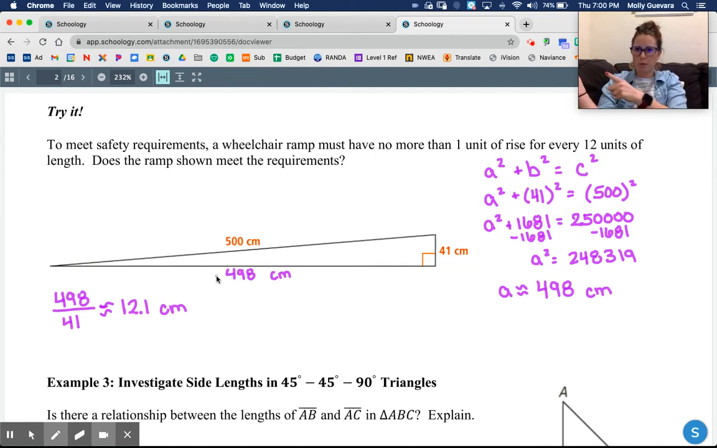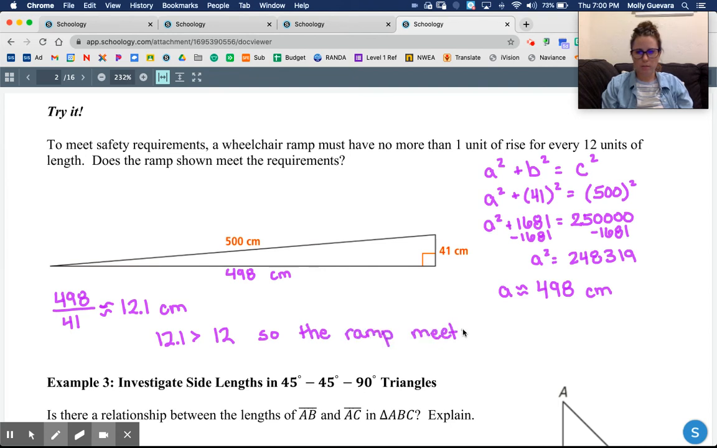And then the next 12.1 centimeters, I go up 1 centimeter, right? And so the minimum is 12, so does 12.1 work? Yes, right? I'm allowed to have that. So 12.1 is greater than 12. So the ramp meets the requirements.